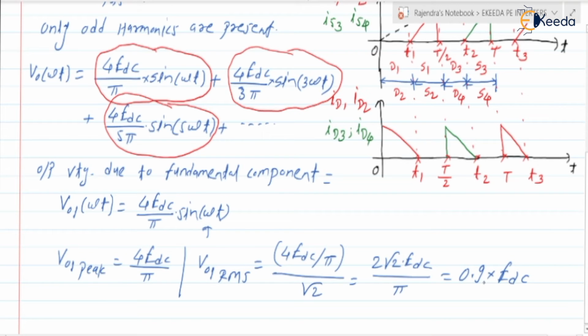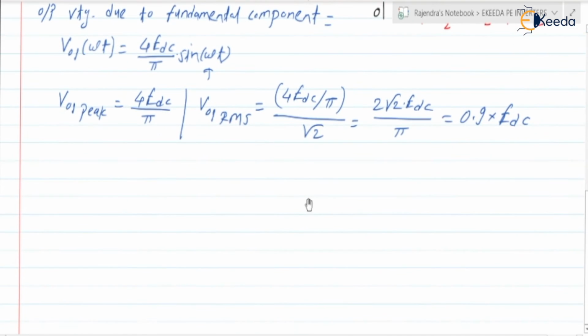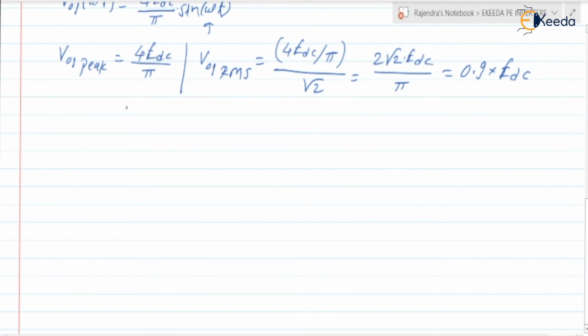The RMS value of the output voltage is Edc, but the RMS value of the fundamental component is 0.9 Edc. This means that out of the total output voltage Edc, a 90% share is of the fundamental component. So the share of the fundamental component in V0 is 90%. A very, very important conclusion.